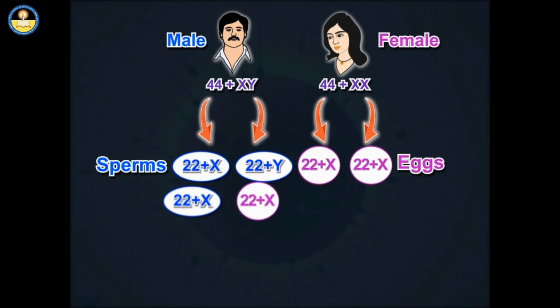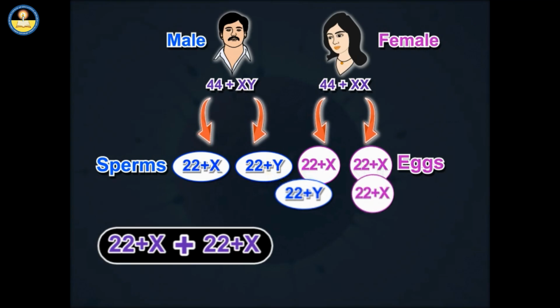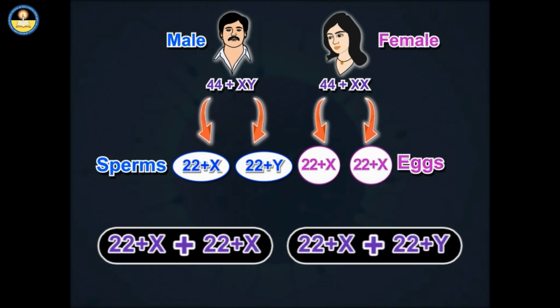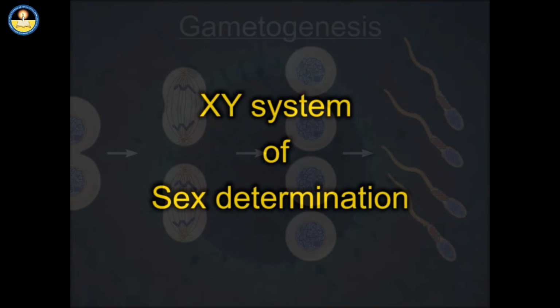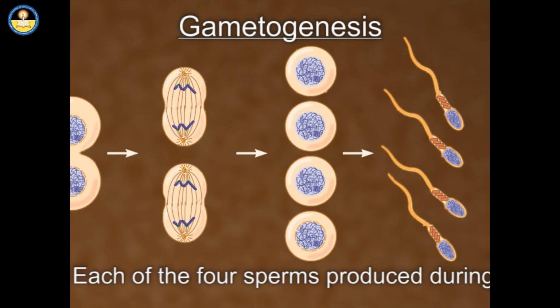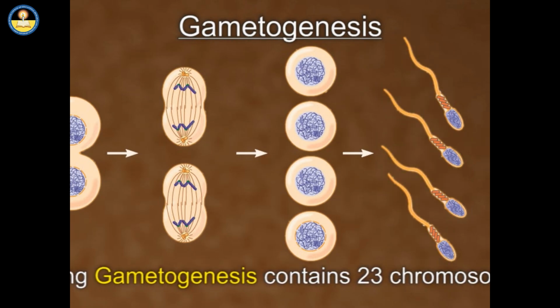There are two possibilities that can occur during fertilization. Let us see what these are. XY system of sex determination. In the human male, each of the 4 sperm produced during gametogenesis contains 23 chromosomes.